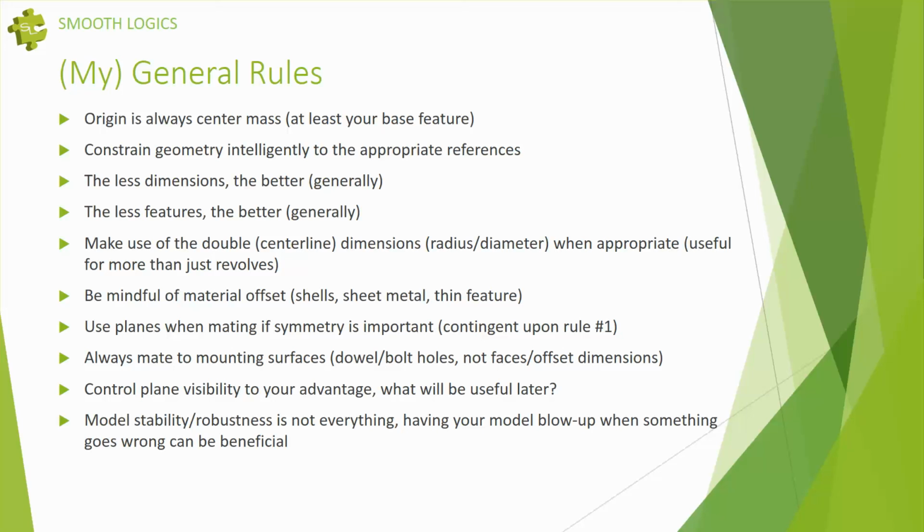So here are my general rules. Center mass, constrain geometry intelligently. These are generals. Less dimensions better, not always, but general. Less features the better. Again, my keyway feature, I added 2 more fillets than I could have done in a slot in a sketch profile. But the design intent of putting that sketch on edge and drawing my key far outweighs adding 2 fillets, in my opinion. So these are just generalities. Leverage the use of the double dimension over center line. It's super helpful. Oh, offset.